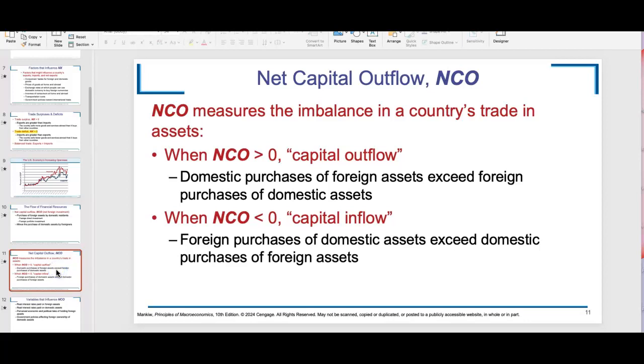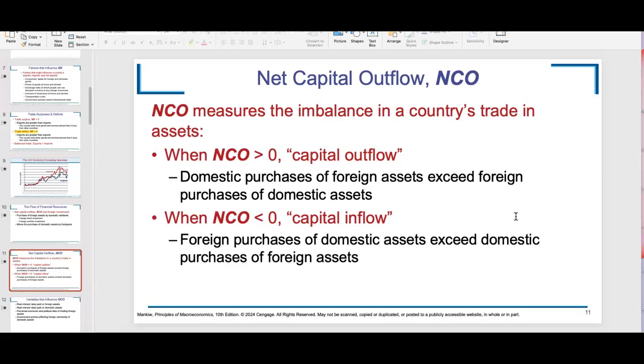When we have a capital outflow, it means that the net capital outflow is bigger than zero. It means that the people in the U.S. are buying more foreign assets than foreigners are buying U.S. assets. Okay, so if we had to pick a country, let's say Italy, if it was just country to country, not on a global level, our net capital outflow would be positive if U.S. residents are buying more Italian assets than Italians are buying, for example, U.S.